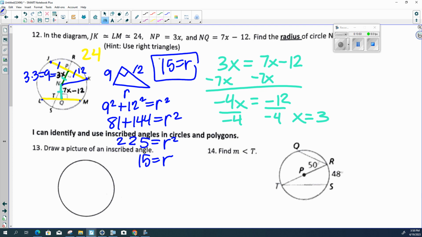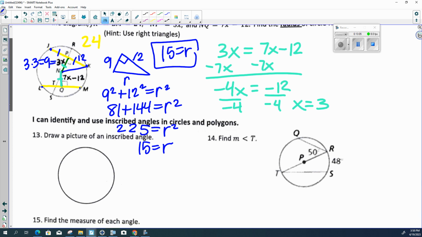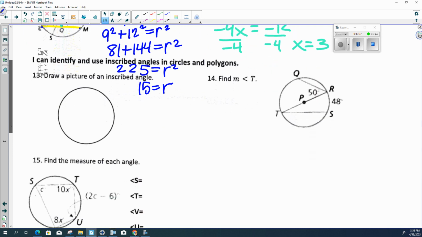So I'm going to erase that because I've gone down into another problem. So if you need to write that down, push pause because I'm going to erase it here in a sec.